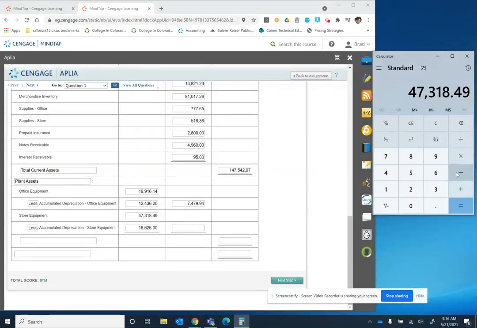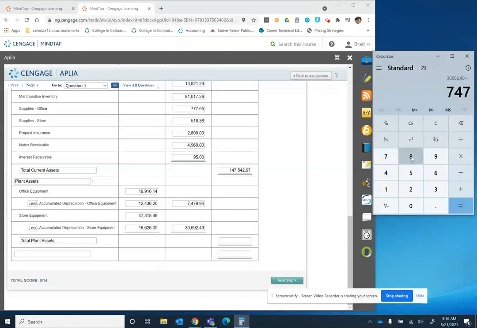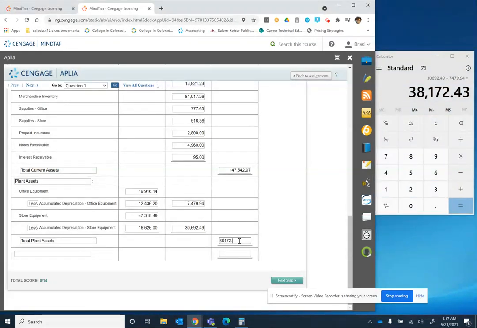We'll subtract those from each other. $47,318.49 minus 16,626 gives us 30,692.49. Now what we'll do is add our value of our office equipment plus our store equipment, which is going to give us our total plant assets, for a total of $38,172.43.